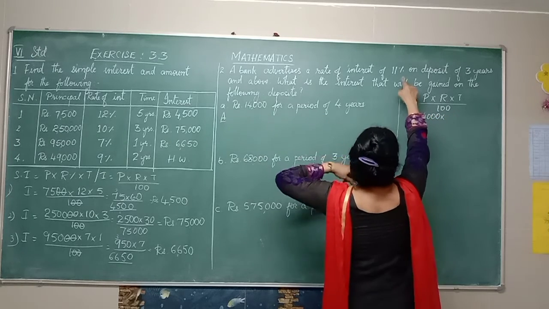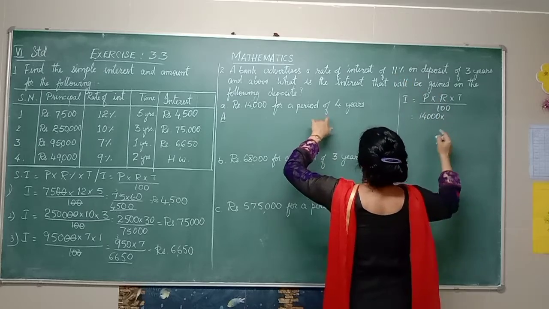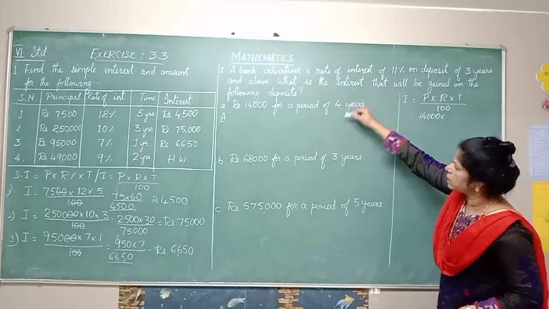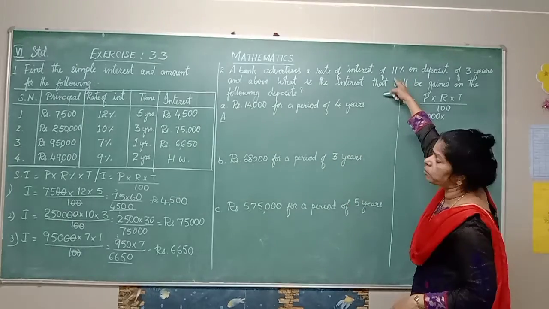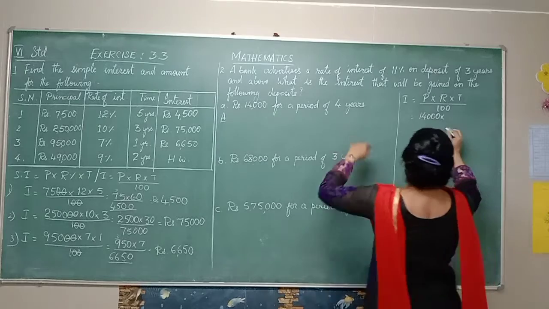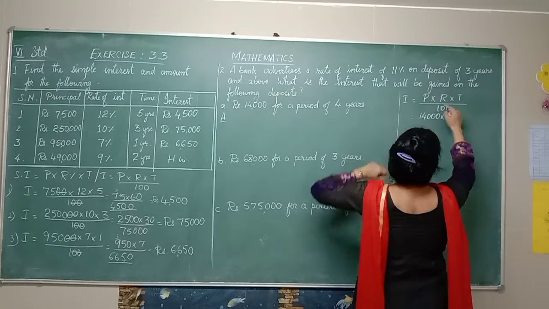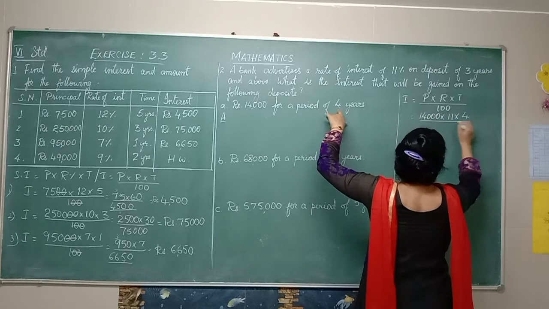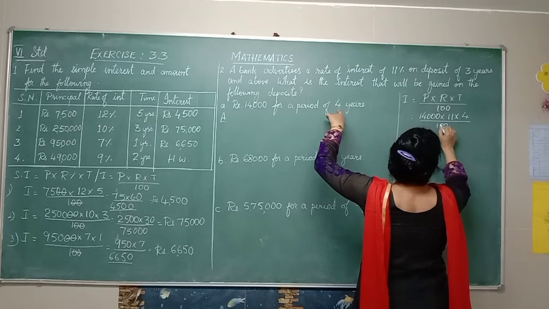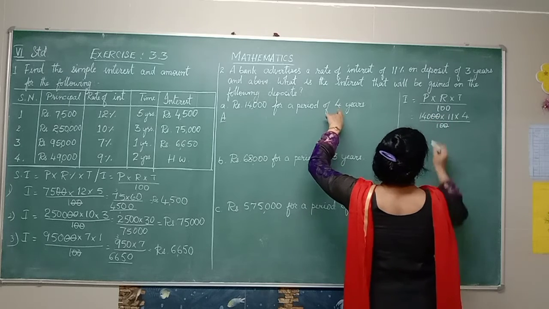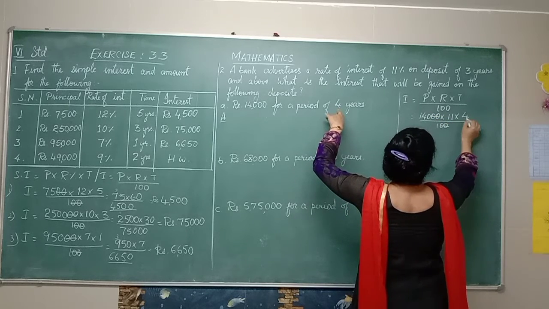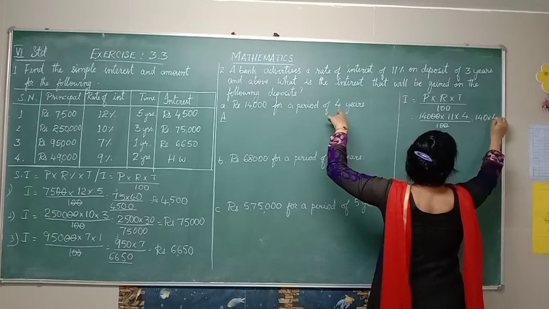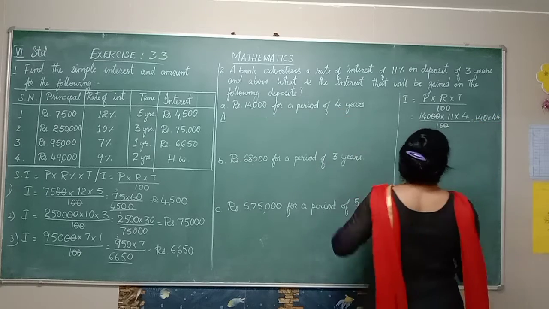14,000 into rate of interest. It is commonly given as 11%, because here you can see 4 years, 3 years and 5 years, so it is more than 3 years. More than 3 years means the bank has promised 11%. So 14,000 into 11 into time 4, divided by 100. 2 zeros cancel, 2 zeros cancel. 140 into 44. 11 fours are 44. So what's the answer you get?